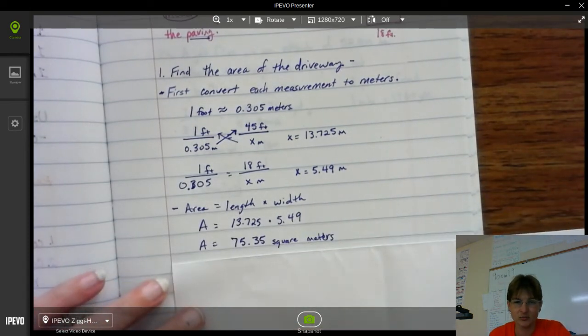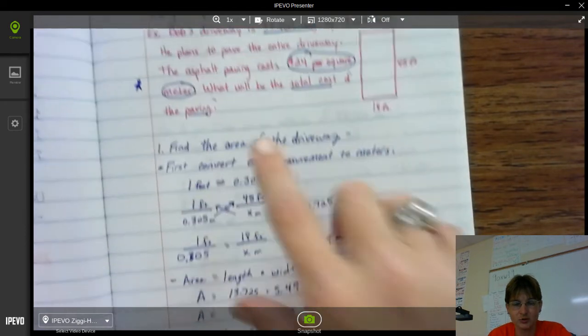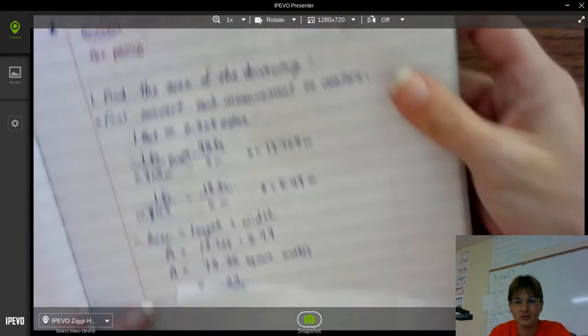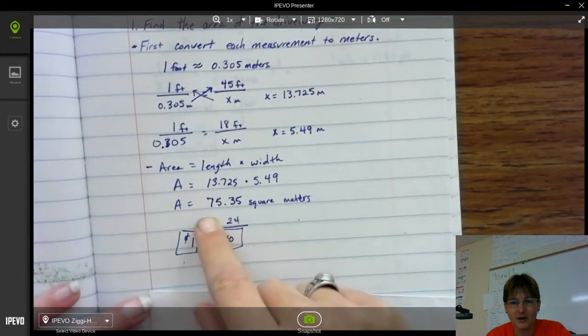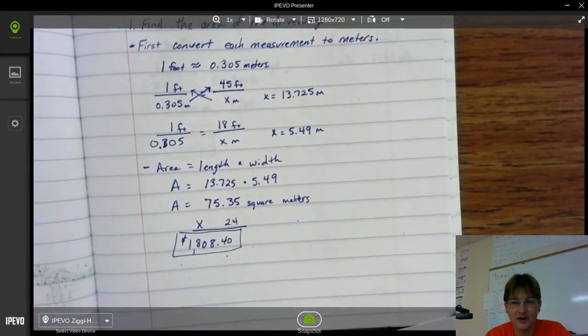Once we have that, don't forget, we have the cost of the asphalt is $24 per square meter. So now we have everything in meters. We multiply this times the 24 to get the cost of the asphalt, which is $1,808.40.